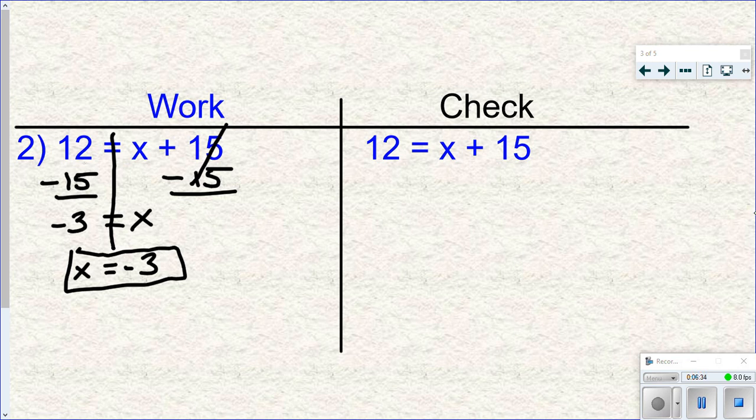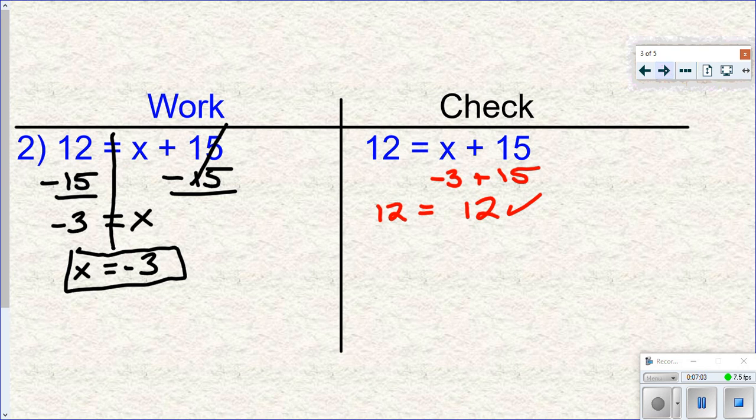So in the check, we're going to plug in negative 3 for x. We're going to add 15 to it. So negative 3 plus 15. And you can use a calculator to check this. Negative 3 plus 15 is positive 12, which is what we wanted it to be equal to. So we know we got the correct answer. Remember, at any point you can stop this, back it up, and watch it again if you're confused by something.